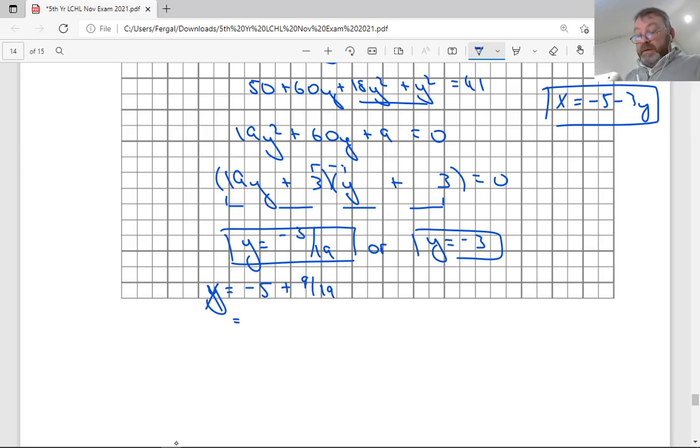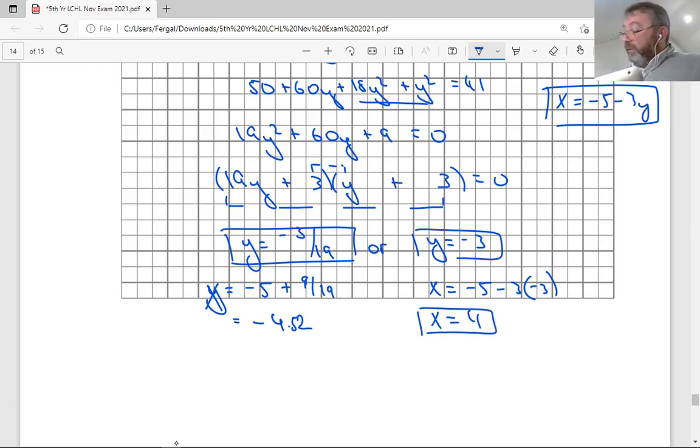So minus 5, let's see, 9 divided by 19, and then from that I take away 5, and I end up getting minus 4.52. Then over here, this is a little bit easier. You're taking minus 3 and you're putting it in here. So x is equal to minus 5 minus 3 times minus 3. And that becomes x is equal to minus 5 plus 9, which is 4. Okay, so that's your two answers. The first answer is these two, x and y. And your second answer is these two, x and y.